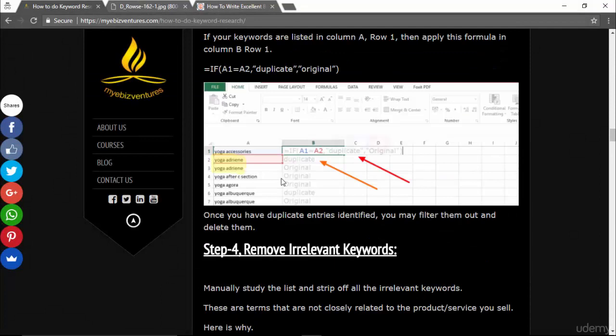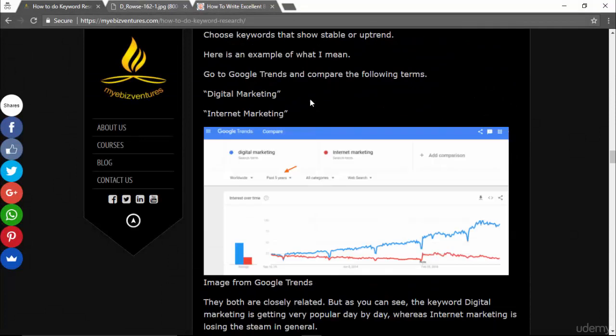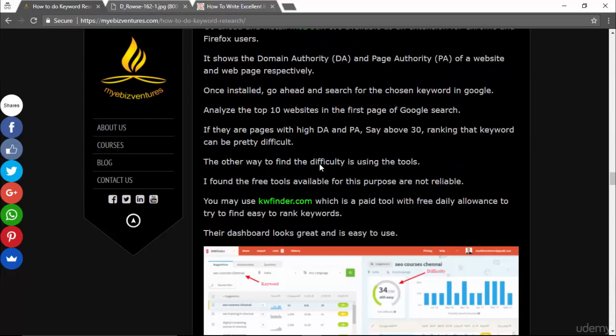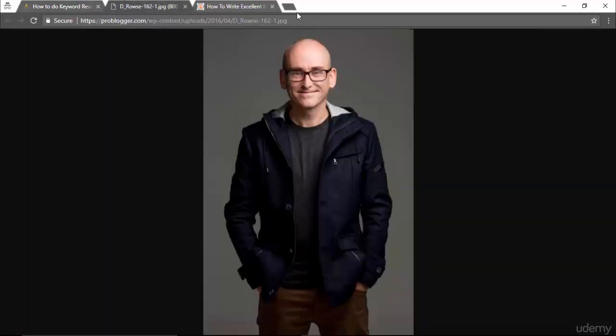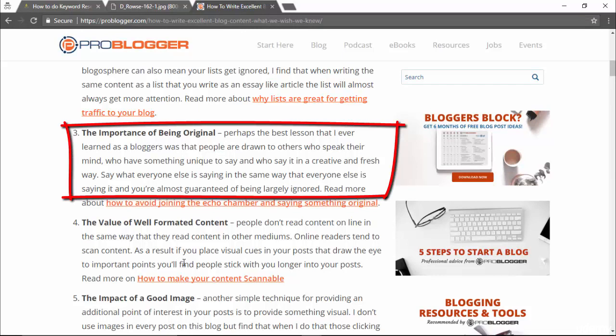I have included my original research and own content in this post, included my own examples and pictures. You can use a plagiarism checker to see this. You know Darren Rowse, the guy behind ProBlogger? He once said, "Perhaps the best lesson that I ever learned as a blogger was that people are drawn to others who speak their mind, who have something unique to say, and who say it in a creative and fresh way. Say what everyone else is saying in the same way that everyone else is saying it, and you're almost guaranteed of being largely ignored." So how to be original?